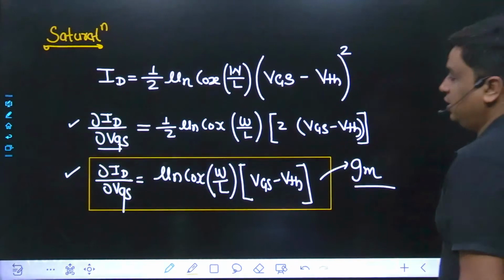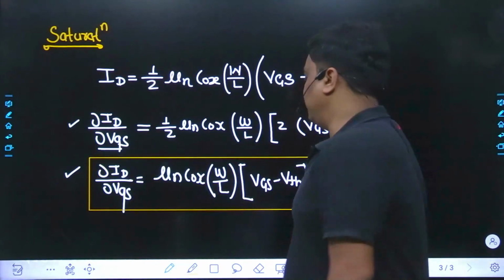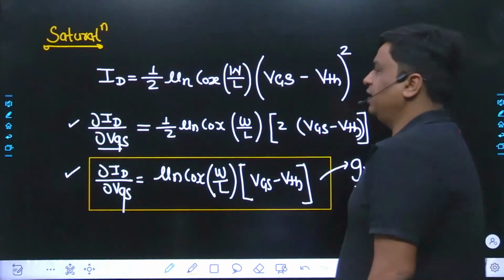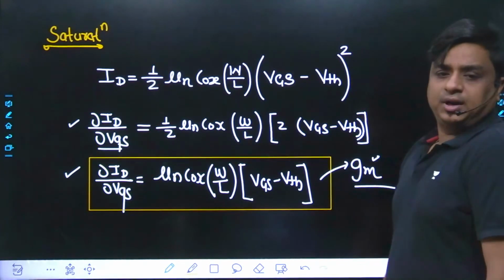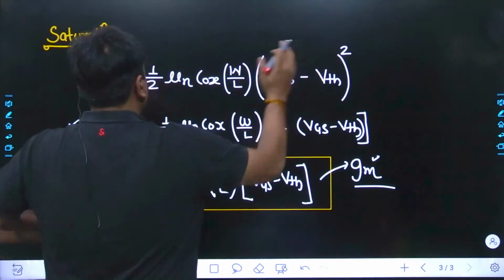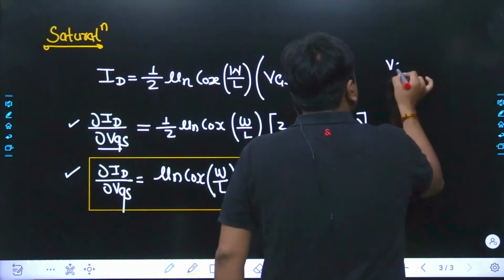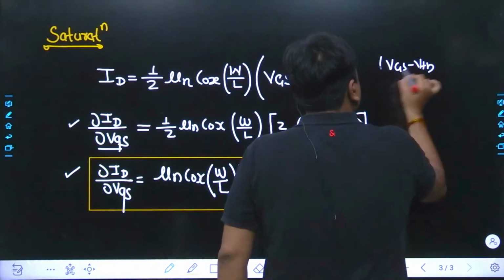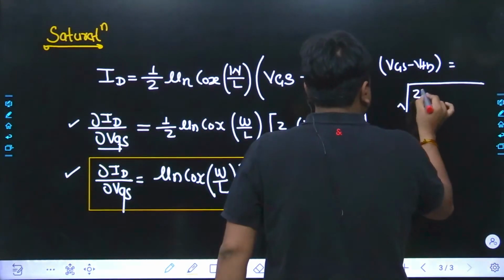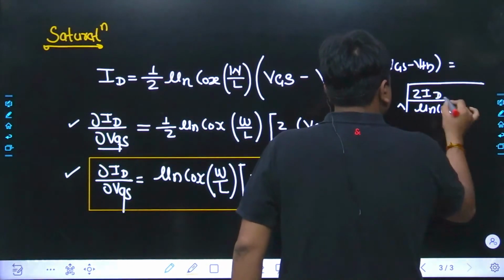If you want, you can relate this GM with ID as well. I can relate it, but for the time being I'm keeping it as it is. We can do one more thing. See, VGS minus VTH to the power of 2 - I could have kept all this on the right-hand side. This becomes VGS minus VTH equals, now the square goes to this side and this becomes 2 times ID; the 2 goes to this side, and here comes mu n Cox W by L ratio.